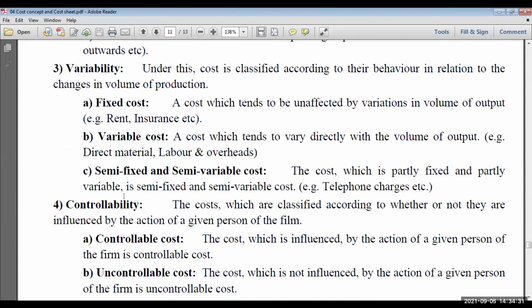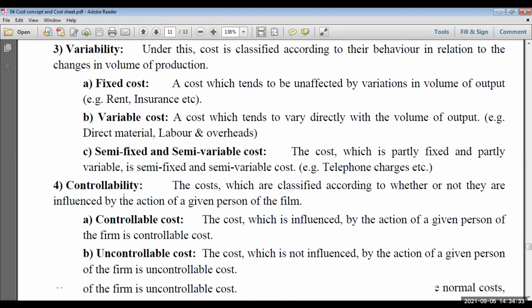Based on the variability, suppose in the beginning somebody told variable cost and fixed cost. I told them to hold on for some time. Now we are on that. Based on the variability, we can classify the cost into 3: fixed cost, variable cost, and semi-variable cost. What is fixed cost? Anybody can tell me what is fixed cost? Any guesses? Somebody told in the beginning, right?